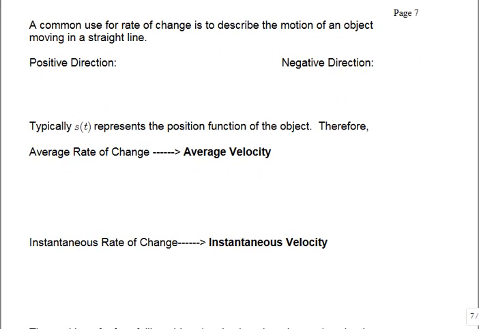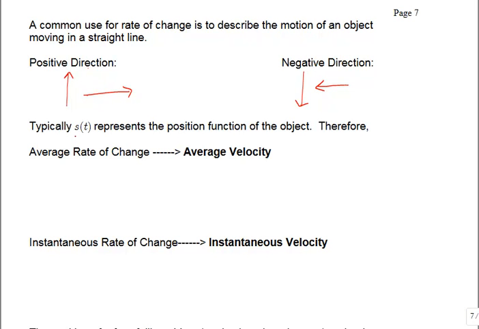Now a common use for rates of change is in physics, when we're talking about describing the motion of an object moving in a straight line. And just to get some conventions down, in calculus, whenever the object is moving up or to the right, that is considered the positive direction. And whenever your object is moving down or to the left, that's considered the negative direction.